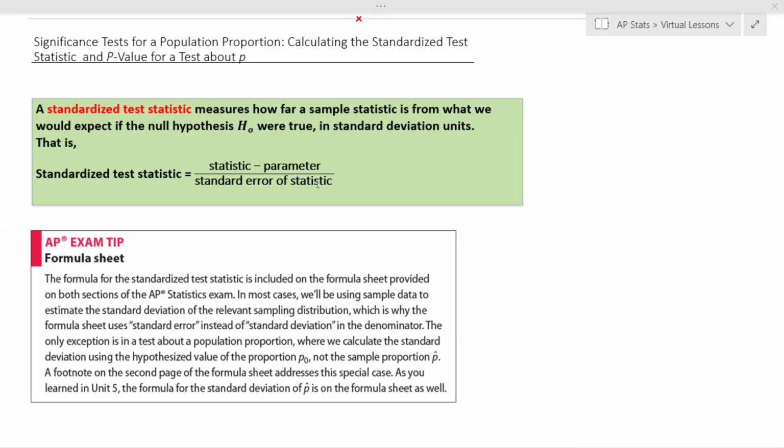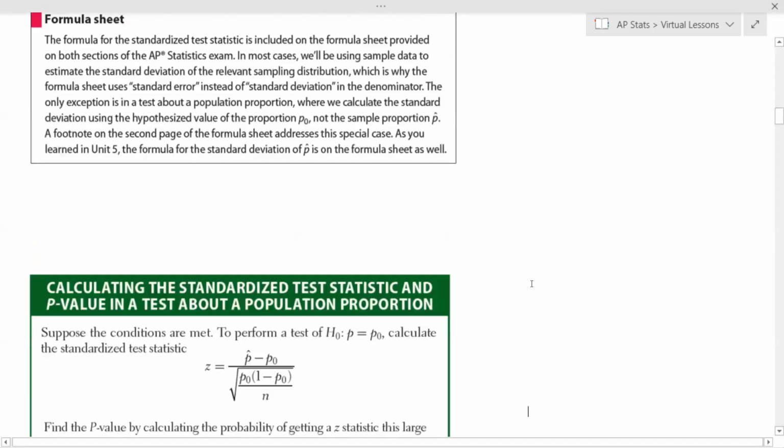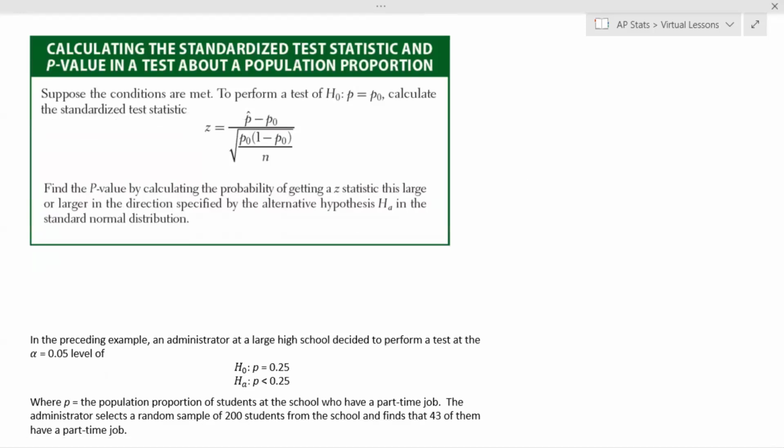And as we previously learned, the formula for the standard deviation of p hat is on the formula sheet as well. So you can use the standardized test statistic to find the p-value for a significance test. Now, we can look here for how to calculate the standardized test statistic and p-value in a test about a population proportion.